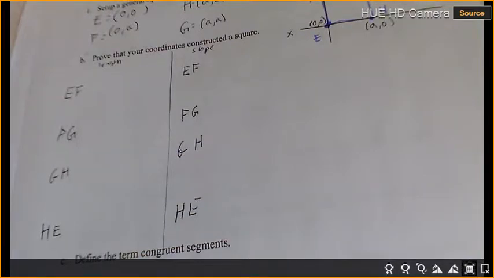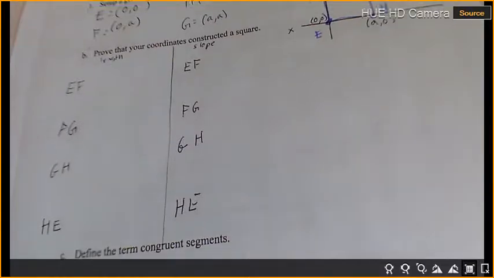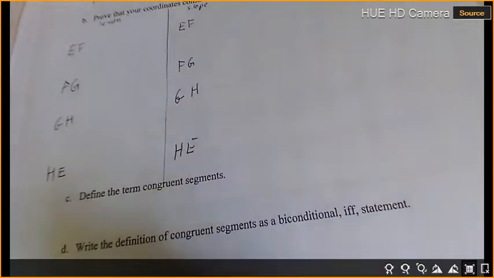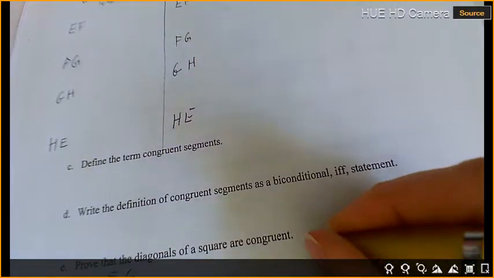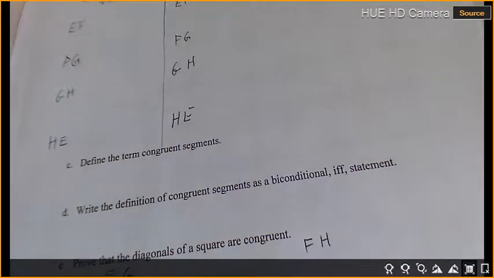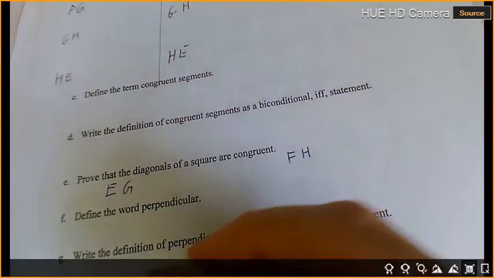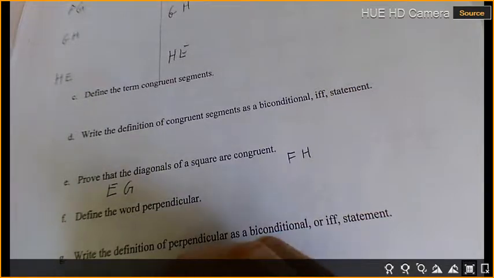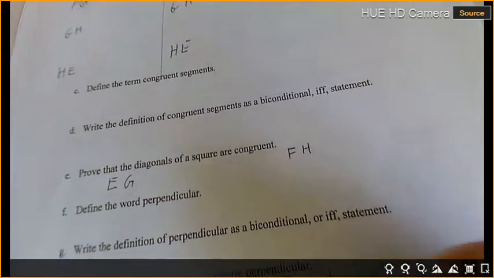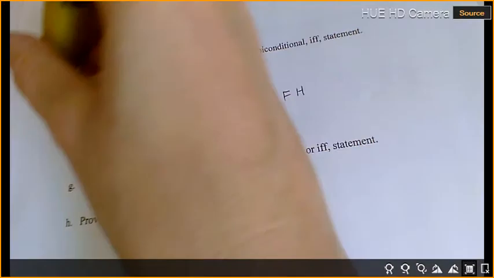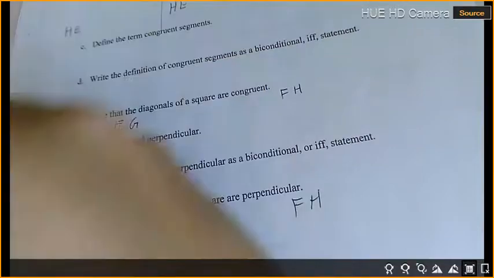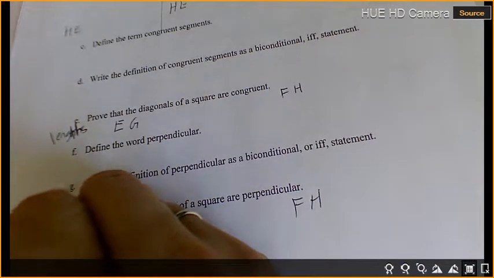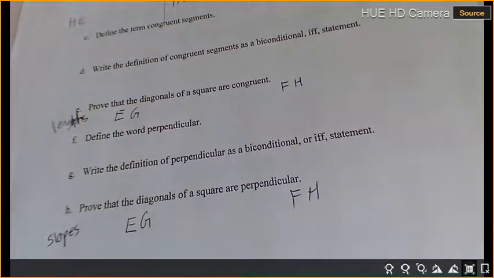Okay, I think you guys can define congruent segments and make a biconditional statement. If we're talking about diagonals, the diagonals you need to find are the lengths of E to G and the lengths of F to H. I think you guys know what perpendicular means and are able to do that, but you also have to find the slopes of E to G and F to H. These are lengths, which I cannot spell apparently, and these are slopes. Okay?